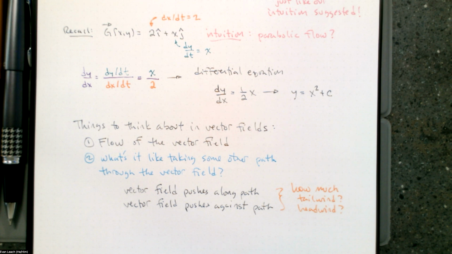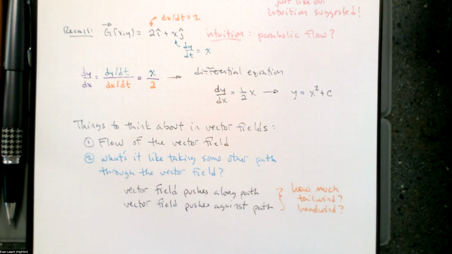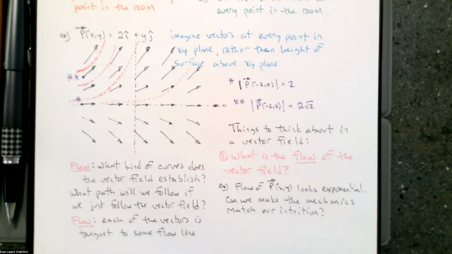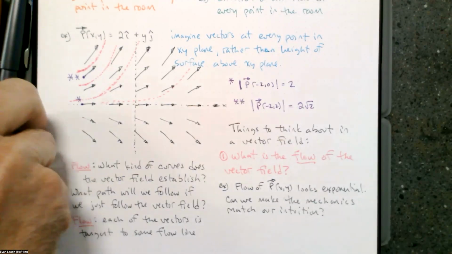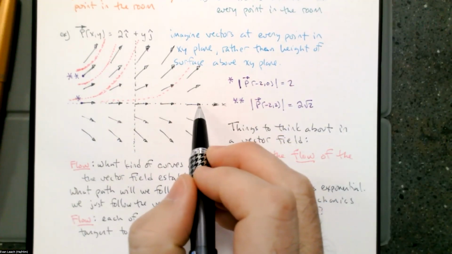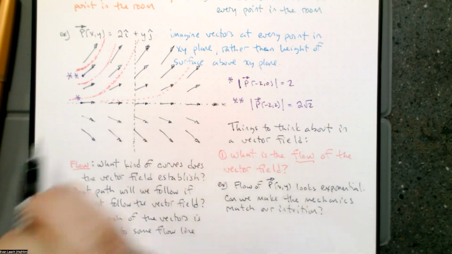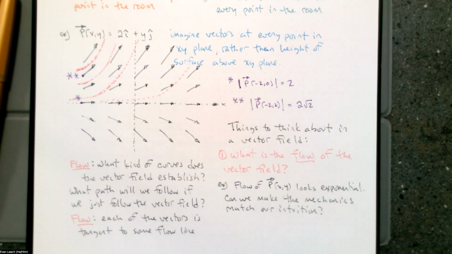Is the vector field resisting our path, or is it negative 1 times resisting our path? Pushing along, or is it pushing against? So imagine, here's the one that we have drawn. If I'm just walking along the x-axis in the negative direction, we've got a headwind of -2, pushing directly into us.